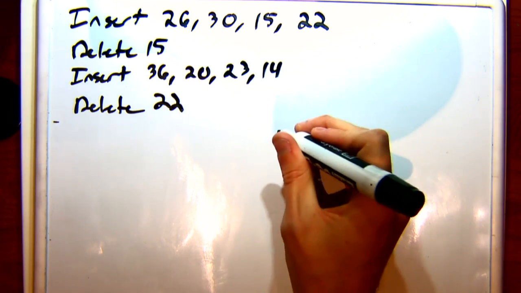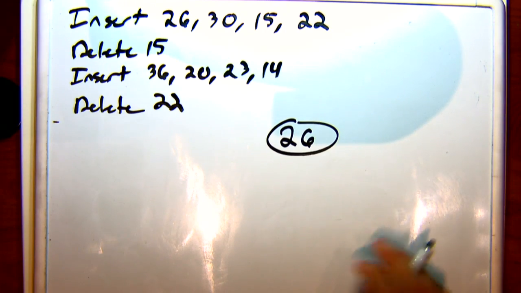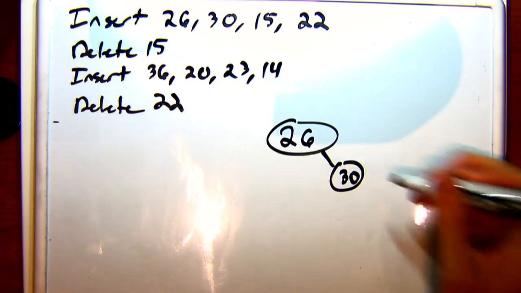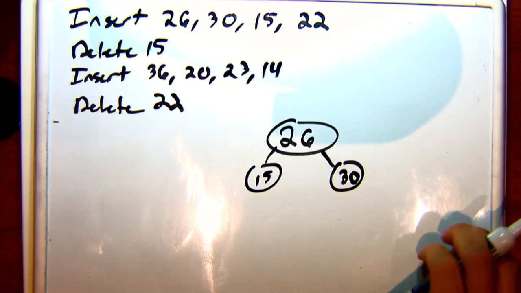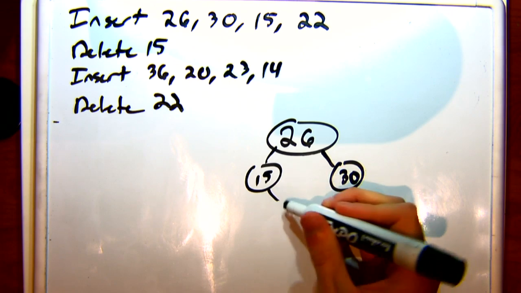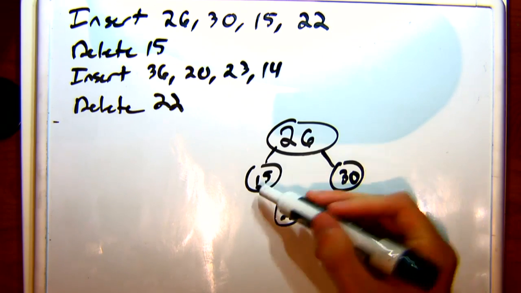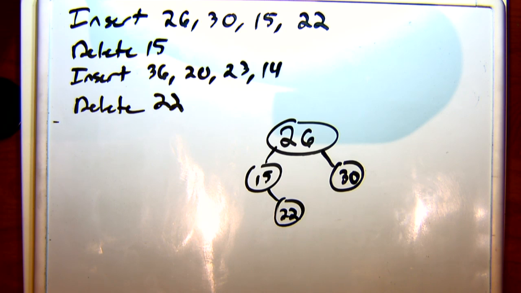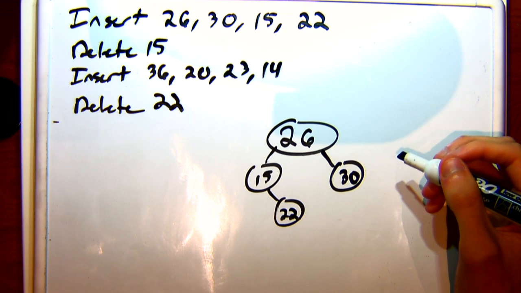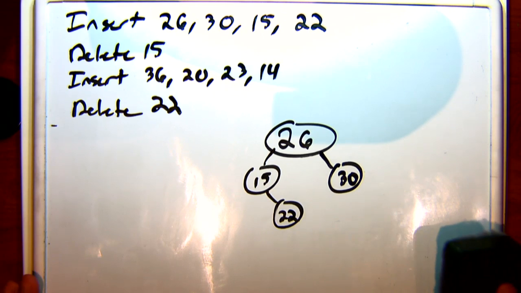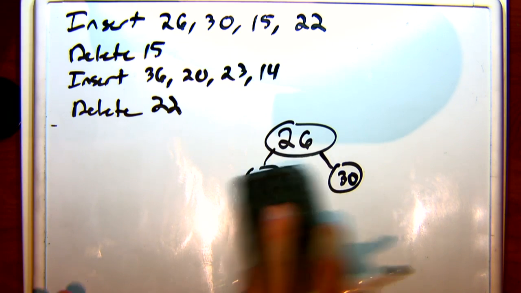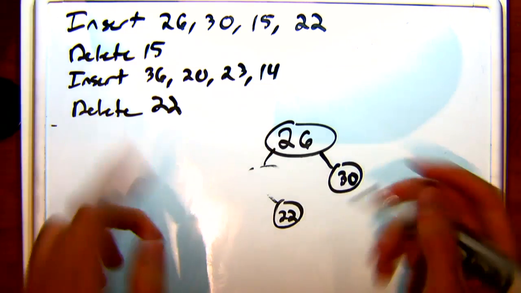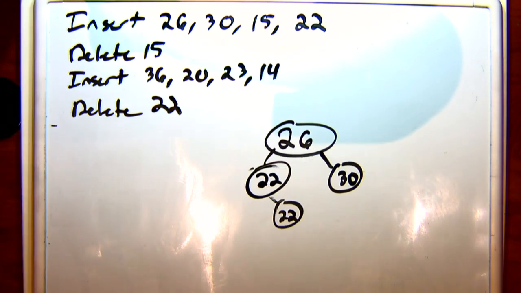All right, so 26 becomes the root. 30 goes to the right because it's greater than 26. 15 goes to the left of 26 because it's less than 26. 22 goes to the right of 15 because it's less than 26 and greater than 15. And then we're going to delete 15. And 15 has only one child. So when we only have one child, what we do is we just pick that child up and put it where the parent was. So we're going to get rid of 15, and we're going to pull 22 up and basically just put it where 15 was.